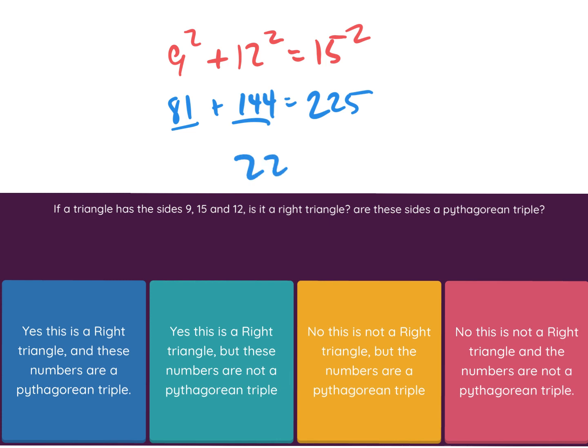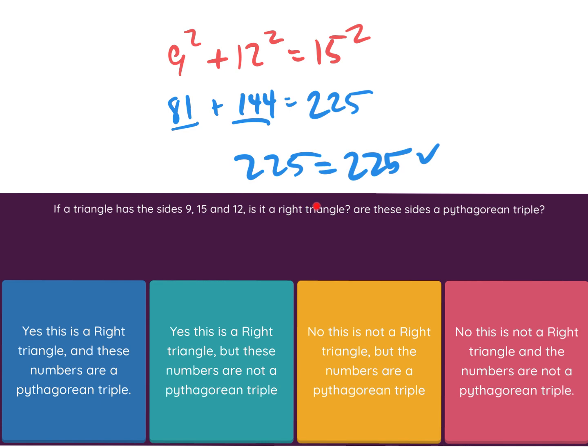Okay, 225 equals 225. So what does that tell you? That it is a 90-degree triangle. Okay, it is a 90-degree triangle. Okay, so is it a right triangle?